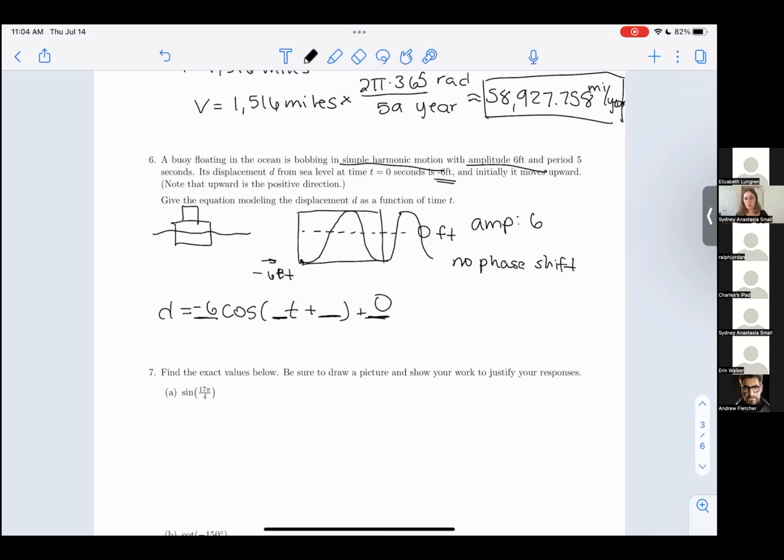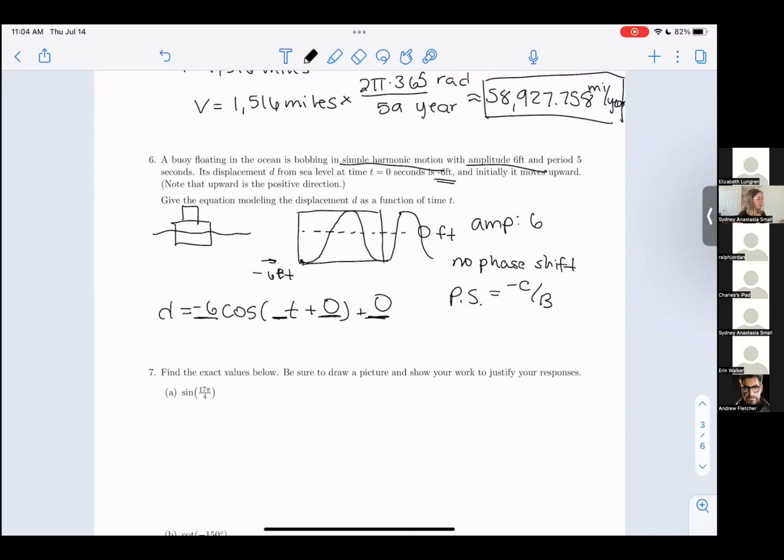And what value does that relate to? That means that C is 0, because the formula for phase shift is -C over B. And so the only way for there to be no phase shift is for C to be 0.